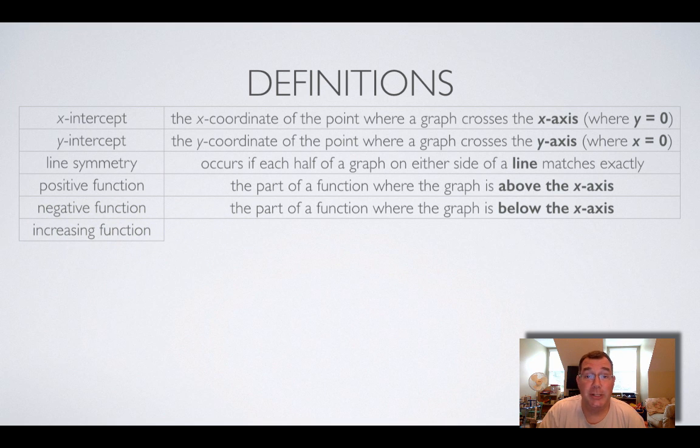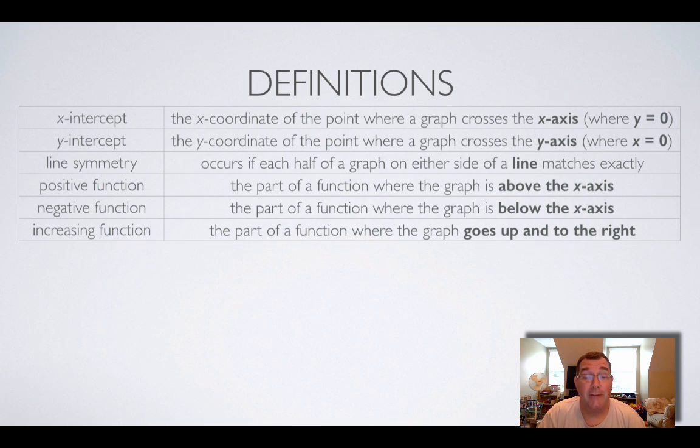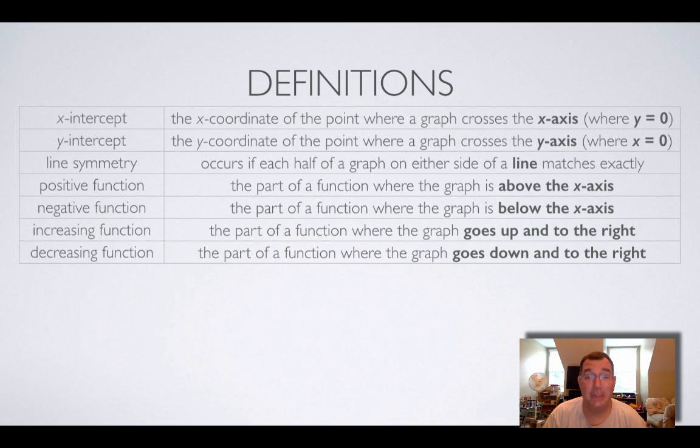We talk about increasing functions and decreasing functions, and when we do that, we are reading the graph from left to right. We never read it from right to left. So if the graph goes up and to the right, that is an increasing function, and if the graph goes down and to the right, that is a decreasing function. So there's the difference between those two.